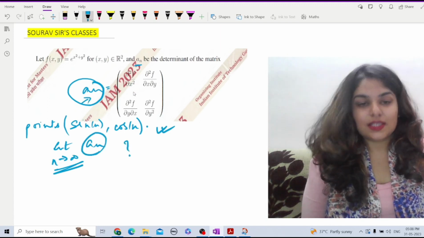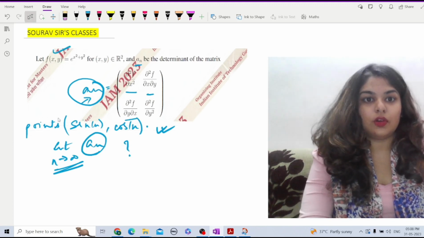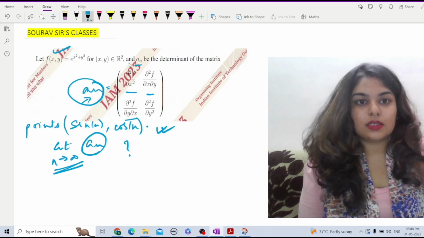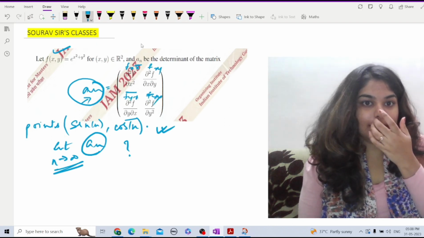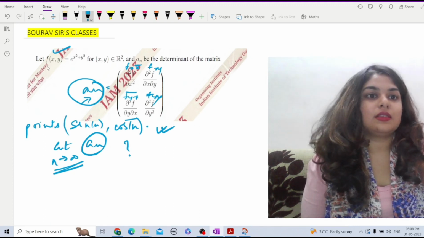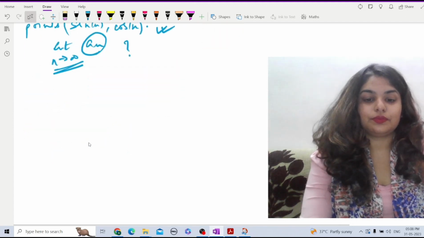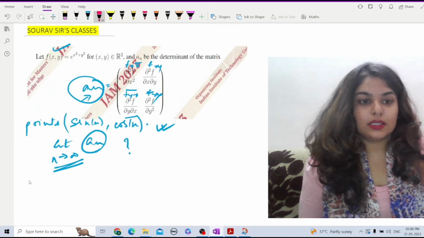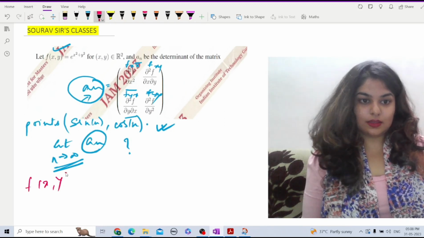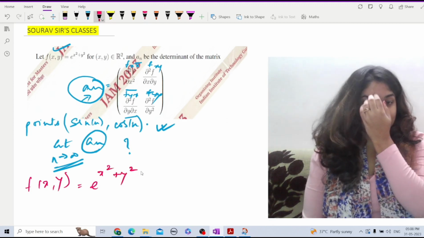Okay, so before that, as we can see, the matrix is basically the second order derivative of the given function. So let us first find out the following. Basically this is our f. We have to find out fxx, fxy, fyx, and fyy. So let us start. First, let us write down the function that is given in the question. F of x, y is equal to e to the power x square plus y square.